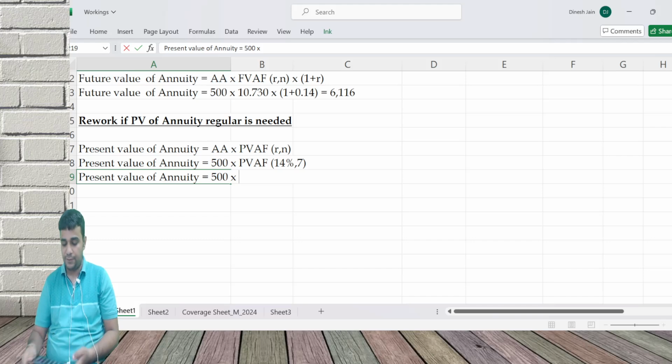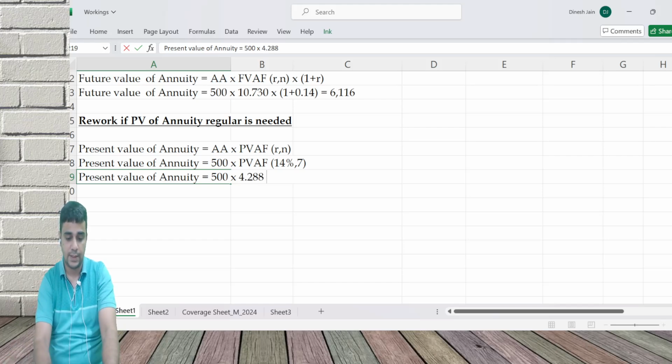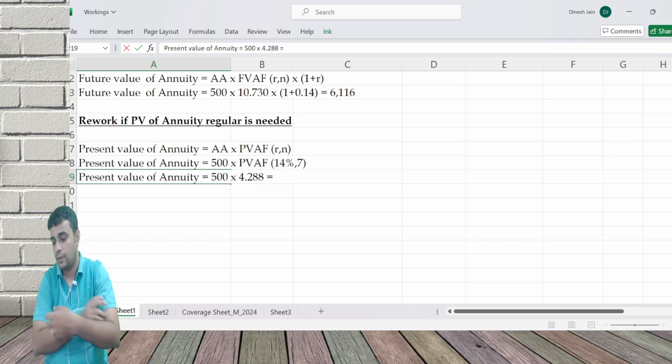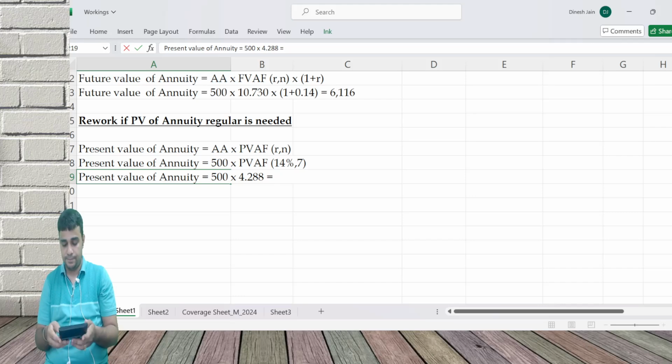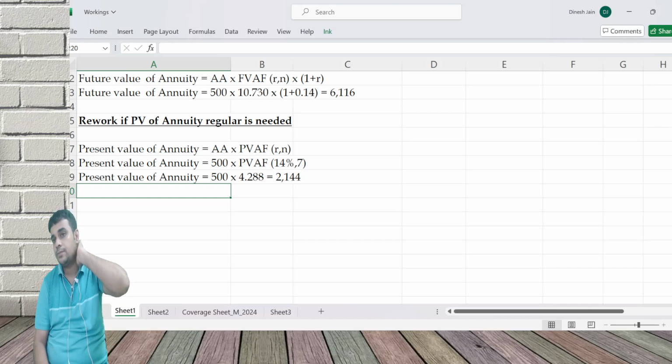I have used the GT function. What's the number you get? 4.288. Whichever way it works for you, 4.288. 21. Any doubts on this? Any doubts on this?